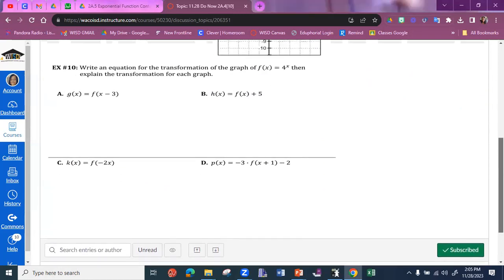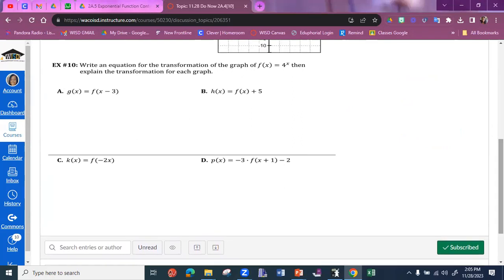Okay, on D and C, a little more takes place. So on C, it's telling you here that you are changing your x to -2x. Okay, so that's what it wants you to do. It wants you to manipulate the x and change it to -2x. So where x is, it now becomes -2x. So your new function is 4 to the -2x. And then you're describing what took place. Does that make sense?